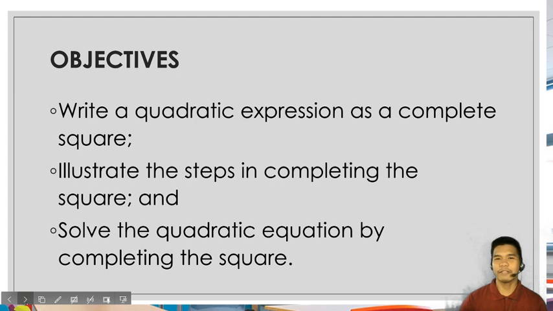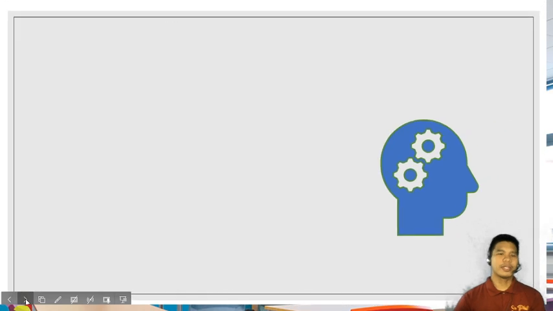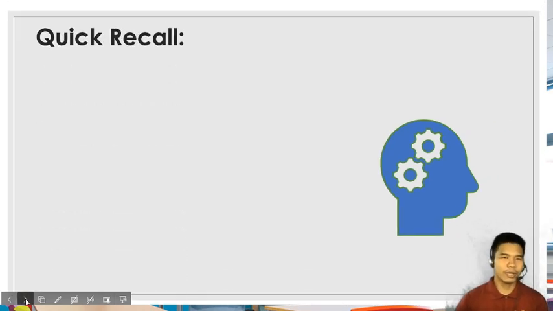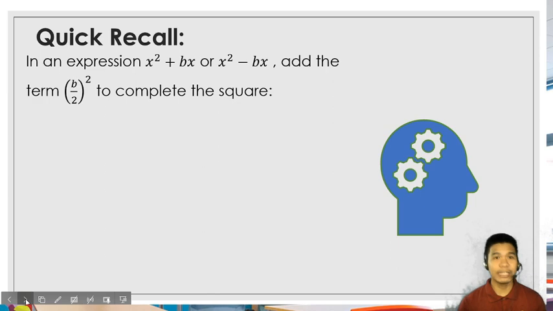So the objective of this lesson is to write a quadratic expression as a complete square, in which we're going to recall later, and then illustrate the steps in completing the square, and then solve the quadratic equation by completing the square. Okay? So to start with, let us have the quick recall of dealing with an expression x squared plus bx or x squared minus bx, in which we're just going to apply or add the term b over 2 quantity squared to complete the square.